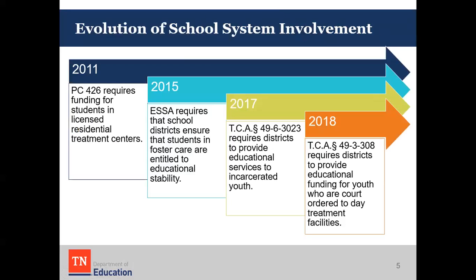Then in 2015, with the reauthorization of ESSA, we saw the increased emphasis on students that are in foster care and the coding requirements that go along with that group of students. In 2017, the state legislature passed the law requiring that students in juvenile detention centers are provided an education by the local school system. And then in 2018, we saw the passing of the law that requires funding for students that are placed in court-ordered day treatment facilities.